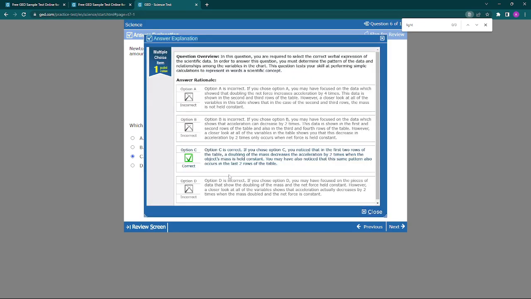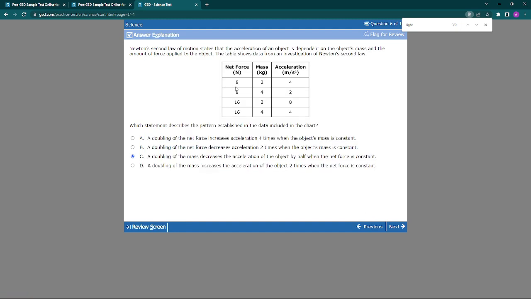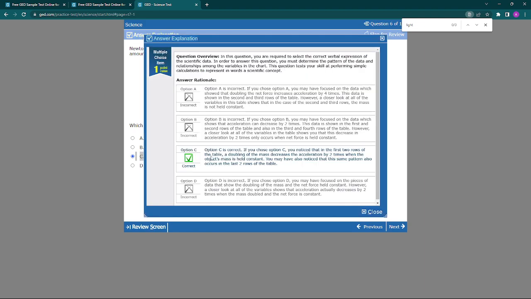So a doubling of mass. Wait, and just to make sure, if you chose option C, you notice that in the first 2 rows of the table, a doubling of the mass decreases the acceleration by 2 times when the object's mass is held constant. You may have also noticed that this same pattern also occurs in the last 2 rows of the table. So this one and this one, the 8s and the 16s, a doubling of the mass, so mass is 2 to 4, and then 2 to 4, so that's when it's doubling, so these 2 rows and these 2 rows, decreases or increases the acceleration. So as it doubles, does it increase or decrease? So that's a decrease. And as it doubles, this decreases. So yeah, boom, see? And that's where we saw that.